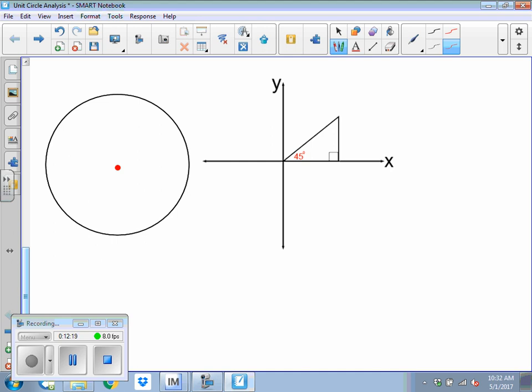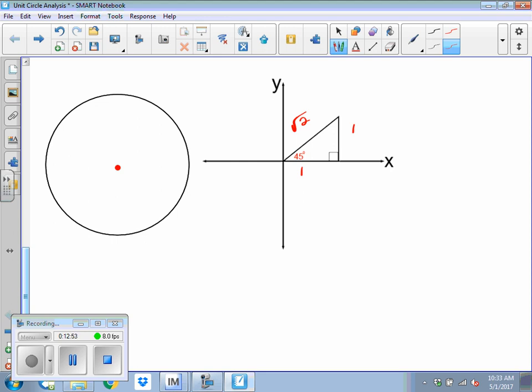My ratios for a 45, 45, 90 is what? 1, 1, square root of 2. Okay? So 1, 1, square root of 2. Now what's the next step? We have to adjust it to fit the unit circle. So my hypotenuse needs to be 1. So how do I do that?